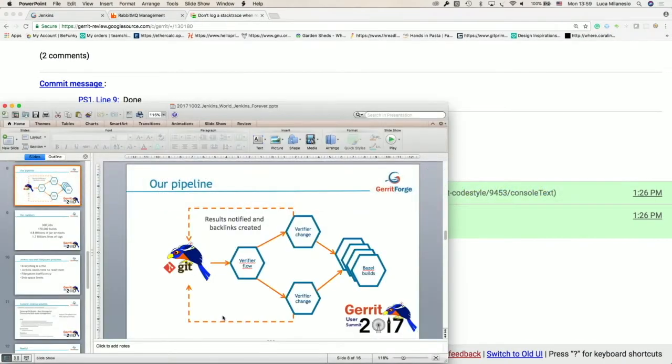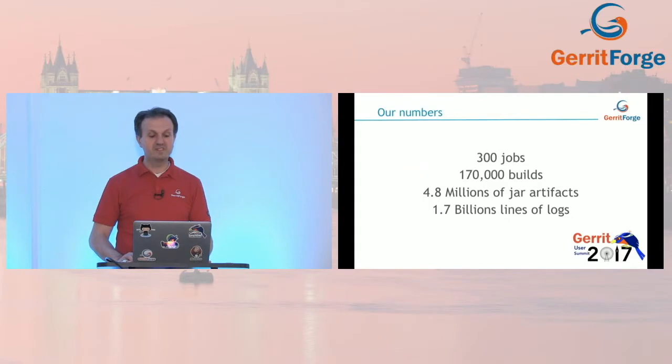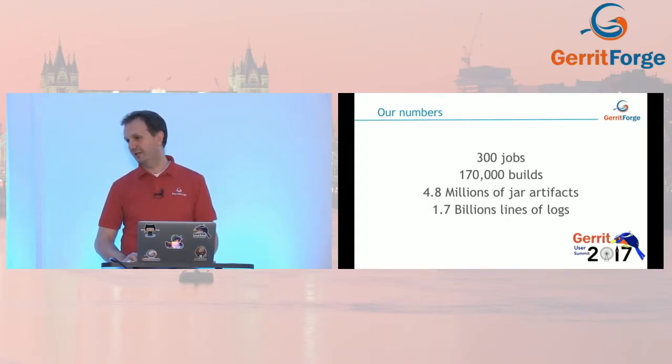So you would say, okay, so why are you talking about that? Yeah, because we had one problem, Houston, as I said, that we are too productive. So I will give you some numbers of our productivity. 300 jobs, 170,000 builds, 4.8 million jar artifacts produced, and 1.7 billion lines of logs. And of course, we want to investigate the logs, because when you get failed builds, what you don't want to have is a link that goes nowhere, okay? Because unfortunately, this happened for us. Lots of contributors, lots of traffic, and that happens.